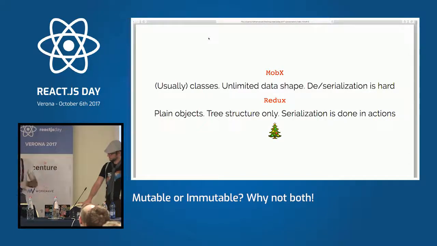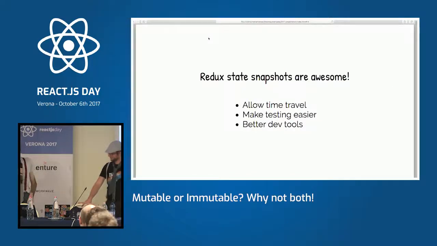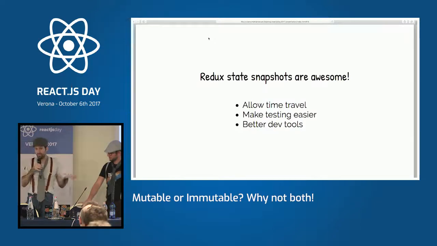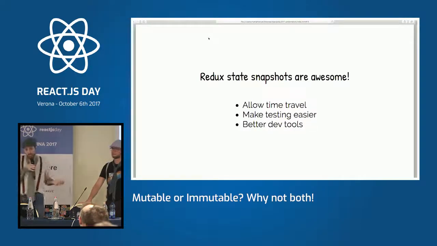As Michel said, it can become a real Christmas tree. But all those Redux snapshot benefits are really awesome because, thanks to immutable objects, we can provide things like time travel, we can make our testing easy through snapshot testing, and thanks to those properties, we can even make better dev tools. Redux dev tools are awesome. There's nothing compared to them.